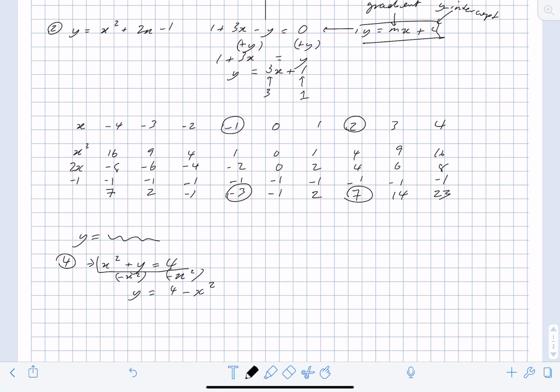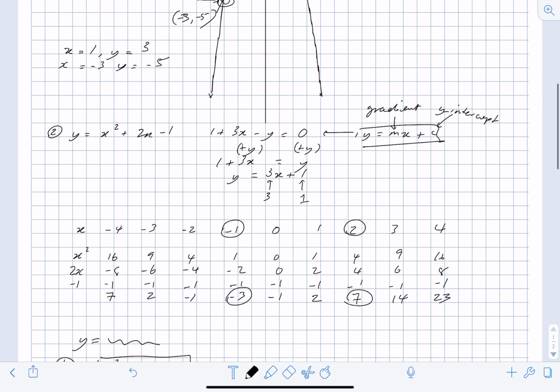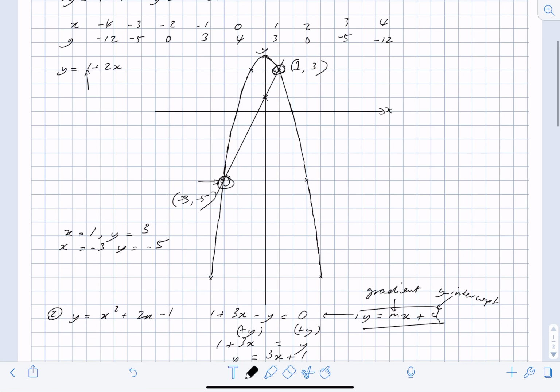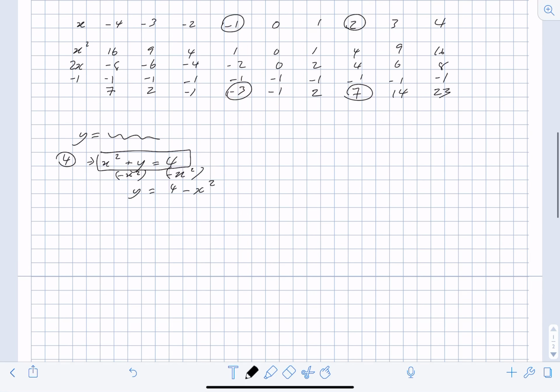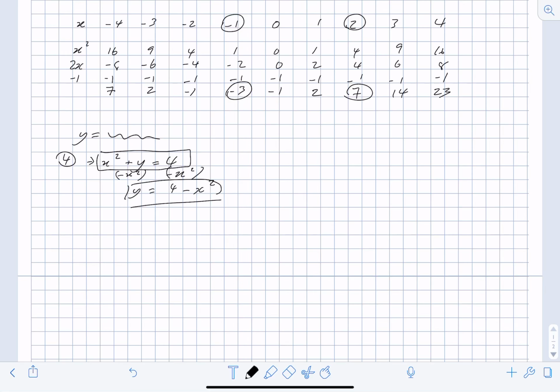I can't see immediately that it looks like that graph right here, because that's what that graph is. But to me that just looks a lot easier, and it makes it a lot easier to plot as well. But by all means, you don't have to do that.